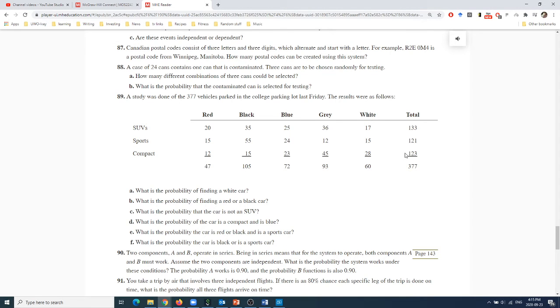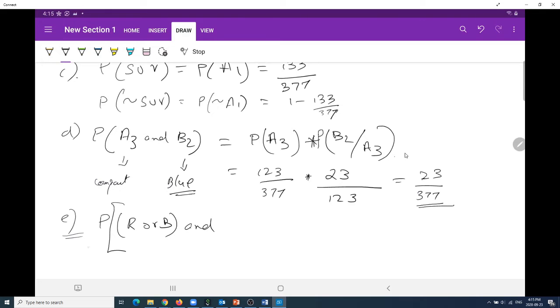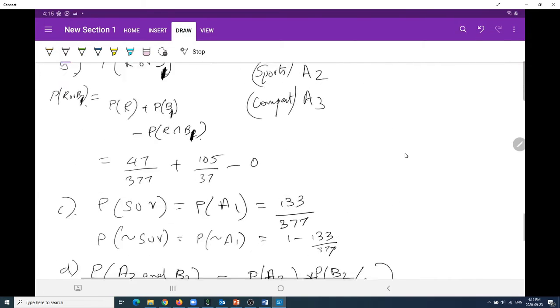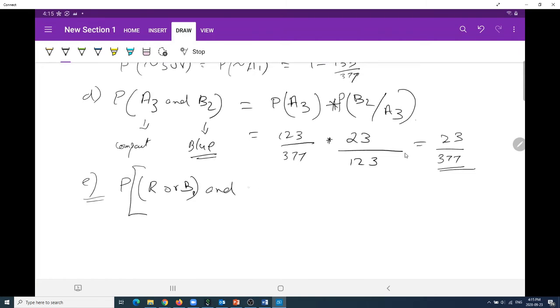What's part E? Part E is, what's the probability that the car is red or black and is a sports car? Now we're defining the events a little bit differently. The probability the car is red or black, B1, and the car is a sports car. The sports car is A2. So this is what the question is asking for.